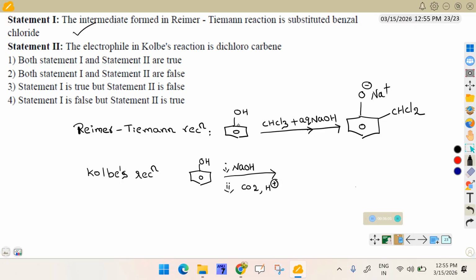Statement 2, the electrophile in Kolbe reaction is dichlorocarbene. Wrong. What is the electrophile in Kolbe reaction? The electrophile in Kolbe reaction is carbon dioxide. Carbon dioxide acts as a weak electrophile in Kolbe reaction. Thank you.